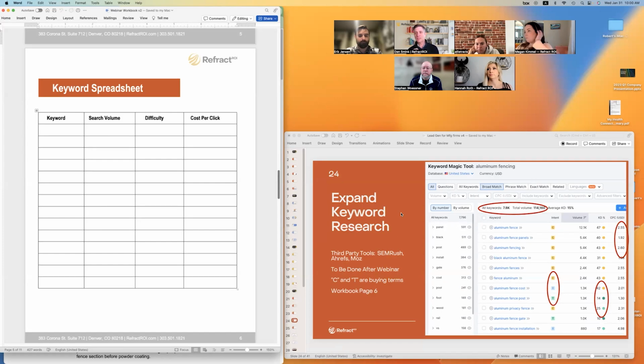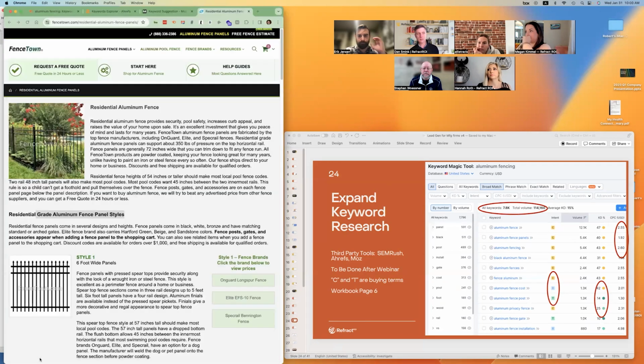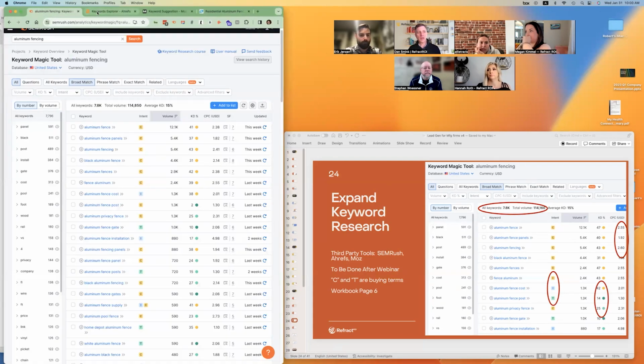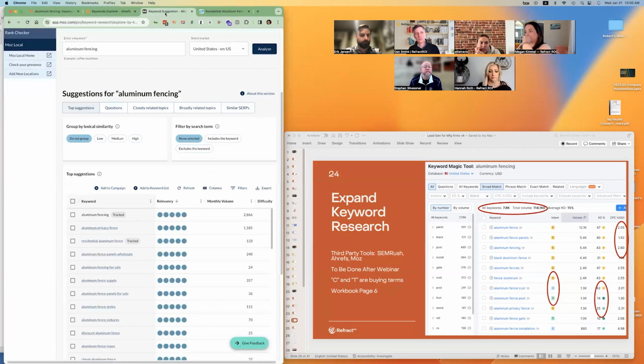Now, this is something that takes time, and it's something that we don't have time for today, but I'm going to give you the tool to document it, and I'm also going to show you where you can go to do this. We use these third-party tools. One is called SEMrush, another is called Ahrefs, another is called Moz. This is SEMrush here, this is Ahrefs, this is Moz. You can get a free version, but it usually only gives you like 10 or 15 options if you put in a keyword.